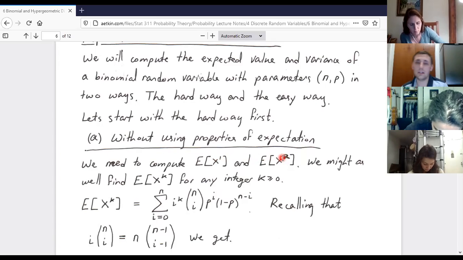Okay, maybe I will leave you to do that. You can do it any way you like. Calculate the expected value of x to the 1 and x squared. Let's calculate the expected value of x. On average, how many successes will you have?